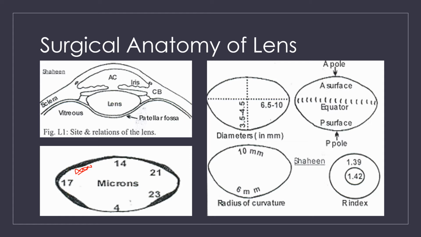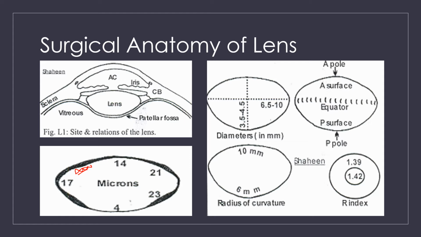The right side diagram shows the dimensions of the lens. Anteroposteriorly it's about 4 millimeters, and across it's about 10 millimeters. The lower diagram shows the radius of curvatures, and the anterior surface has 10 millimeters radius of curvature, and the posterior surface is more curved and has 6 millimeters radius of curvature.